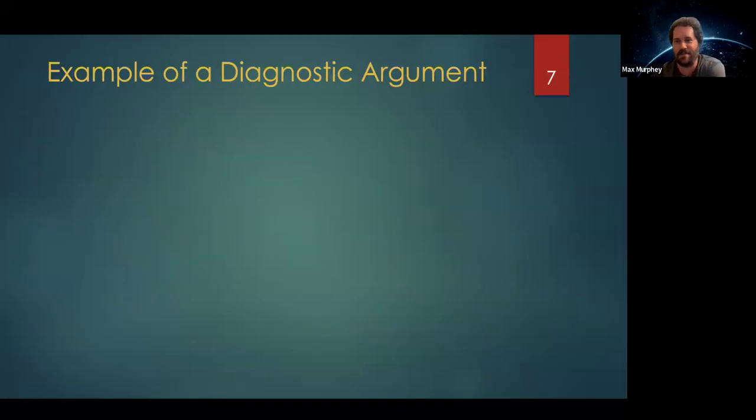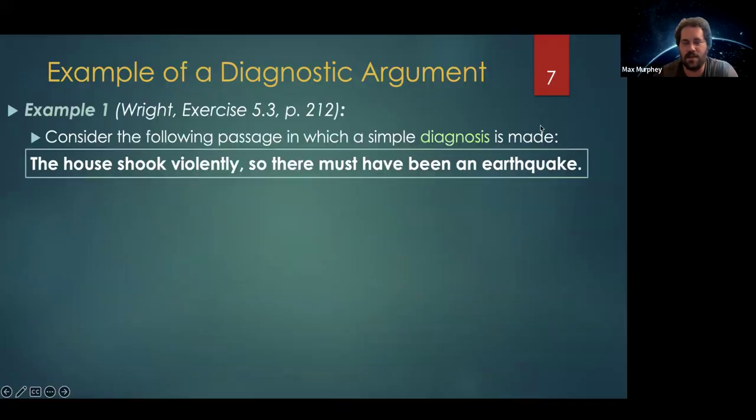Okay, let's get to an example. That's a lot of new concepts, but now let's apply them to a very simple example. We just sort of did the motel, but let's do a new one. So, a one sentence passage here. The house shook violently, so there must have been an earthquake. So, I claim that's a diagnosis. That is an inference to the best explanation when somebody says something like that.